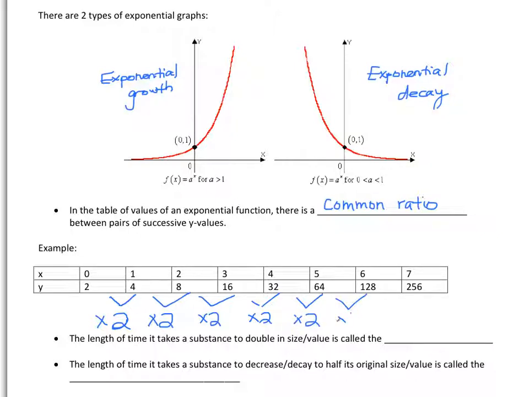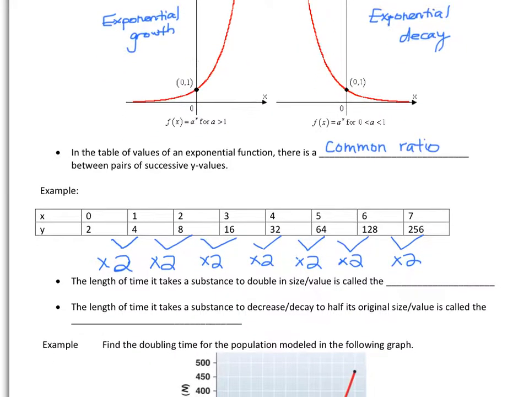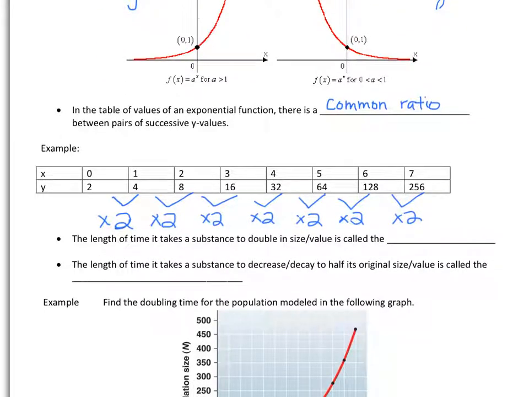Because of that common ratio, we know that this is an exponential function. In particular, in this example, your quantity each time is doubling. That's a fairly typical example for exponential growth. And so we have some terminology that goes along with that. The length of time it takes a substance to double in size or value is called the doubling time, which seems to make sense.